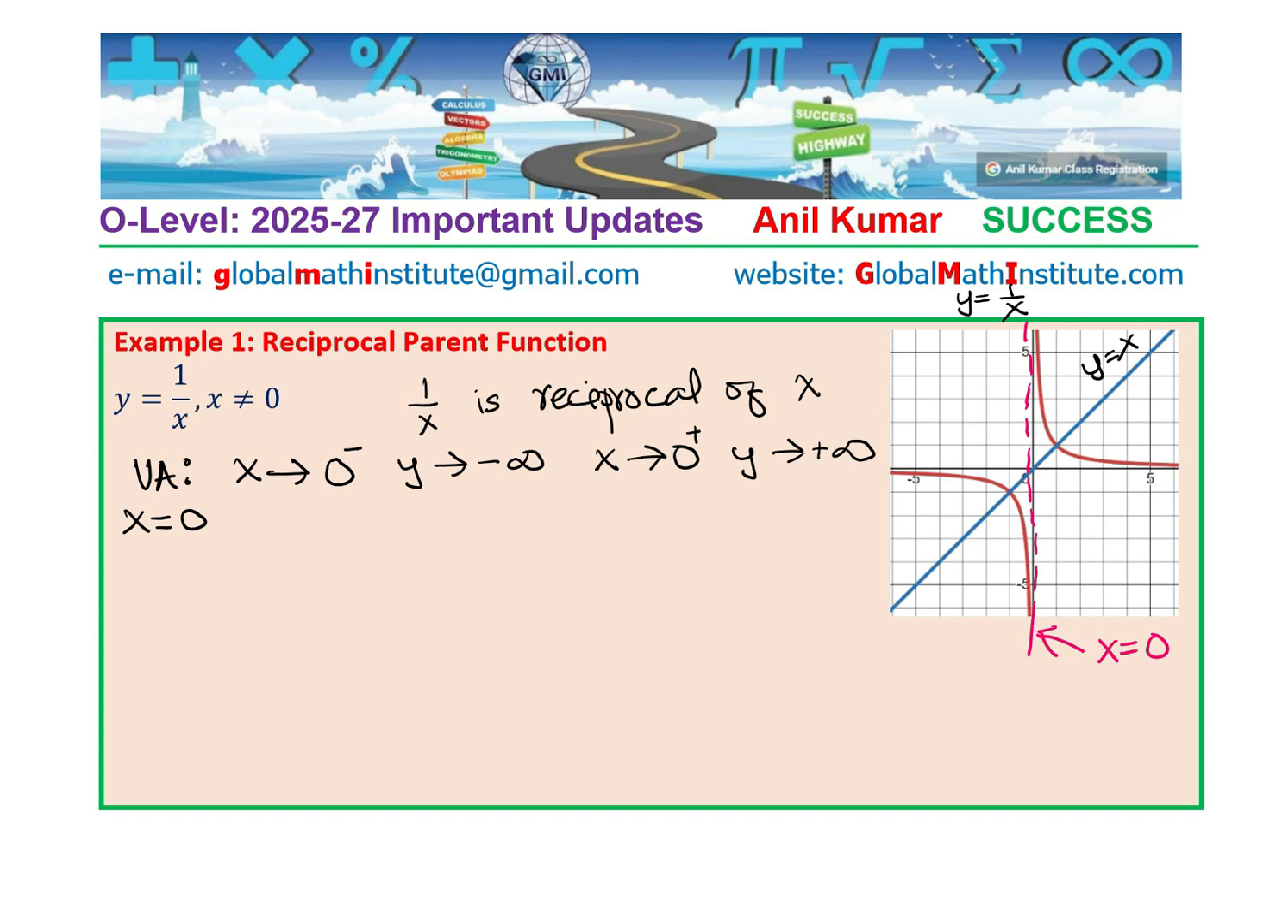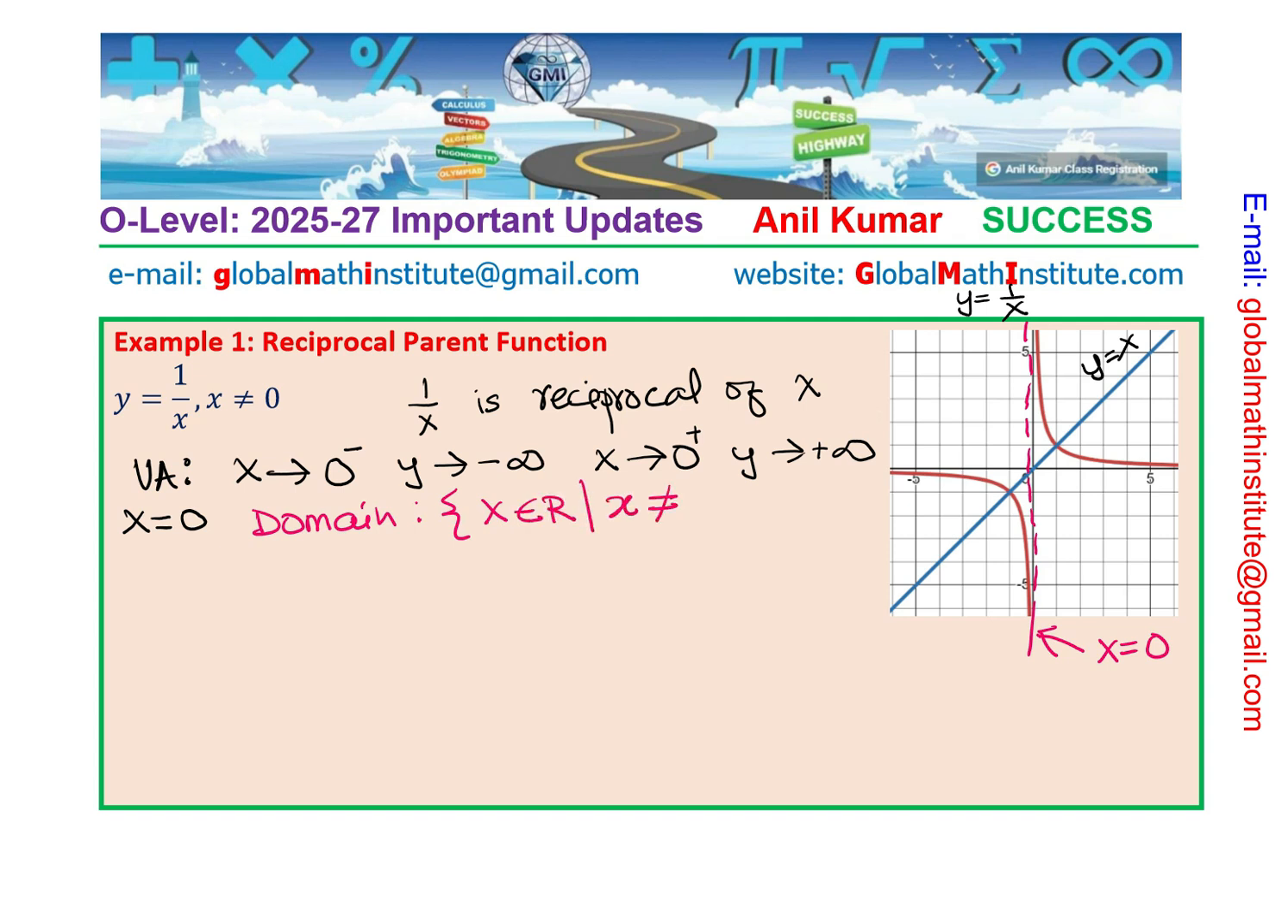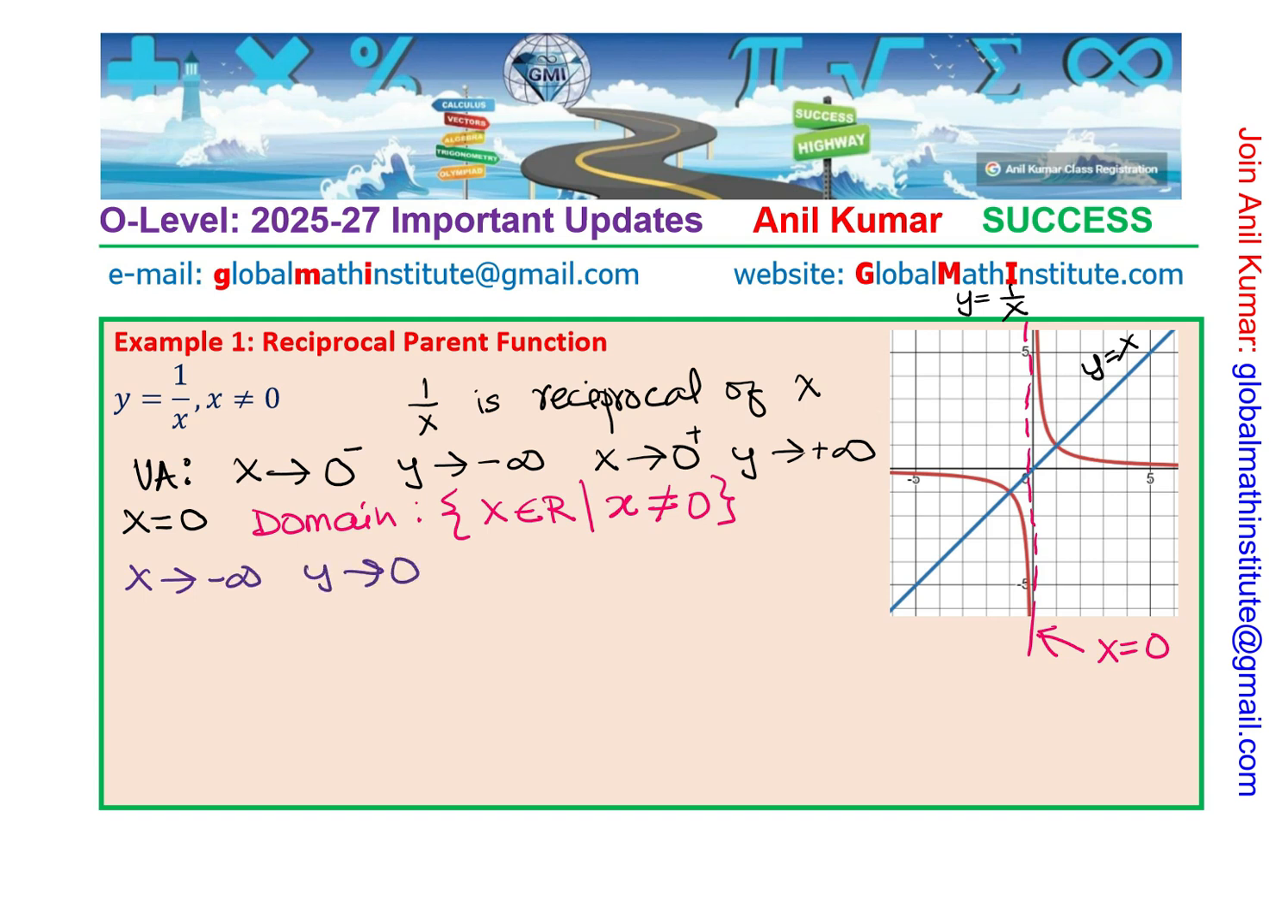Now, you see, x equals 0 is not in the domain. So from here, we can say very clearly that the domain of the function is x belongs to the set of real numbers. However, x is not equal to 0. Makes sense, right? Now, let's talk about what happens when we are approaching an infinitely large value. So when x approaches negative infinity, we know that y approaches 0 from the negative side. And when x approaches positive infinity, y approaches 0 from the positive side.